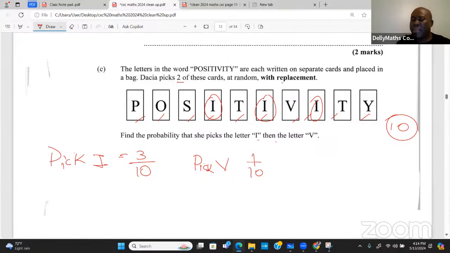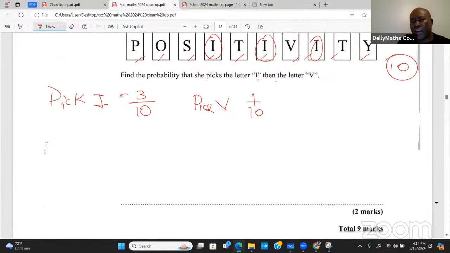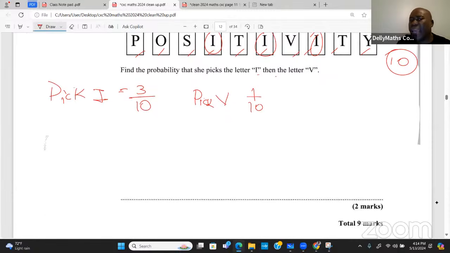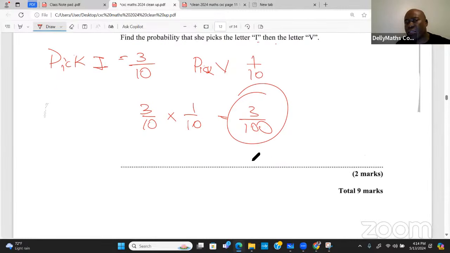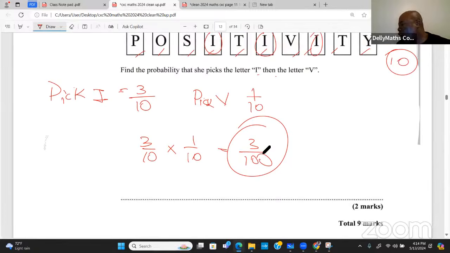Now, if you're going to pick them one behind each other, it means that you have to pick I and then you have to pick V, which means that you're going to have to multiply to get the result. So you multiply these, you get 3 over 100. And this would have been the probability to pick an I, then you pick a V right after that. So the probability for that is 3 out of 100.